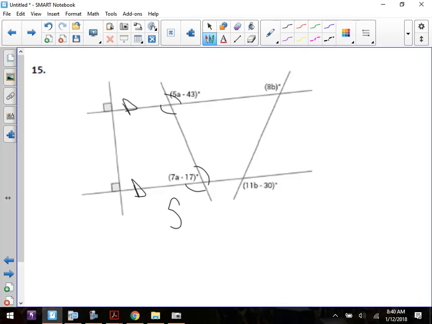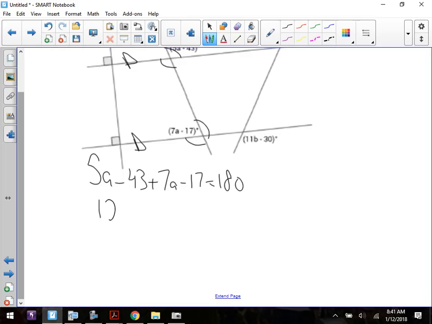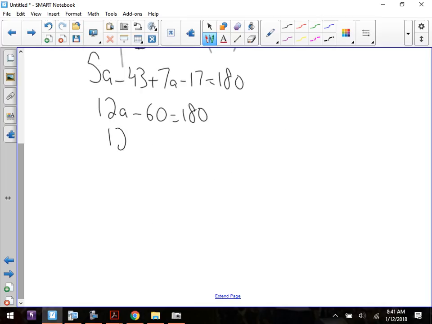So I have 5A minus 43 plus 7A minus 17 is 180. So let's see, we get 12A equals 240, minus 60, I believe? In order to solve this one out, you add 60 and then divide by 12. You should get A is 20. That's a nice little trick on that.